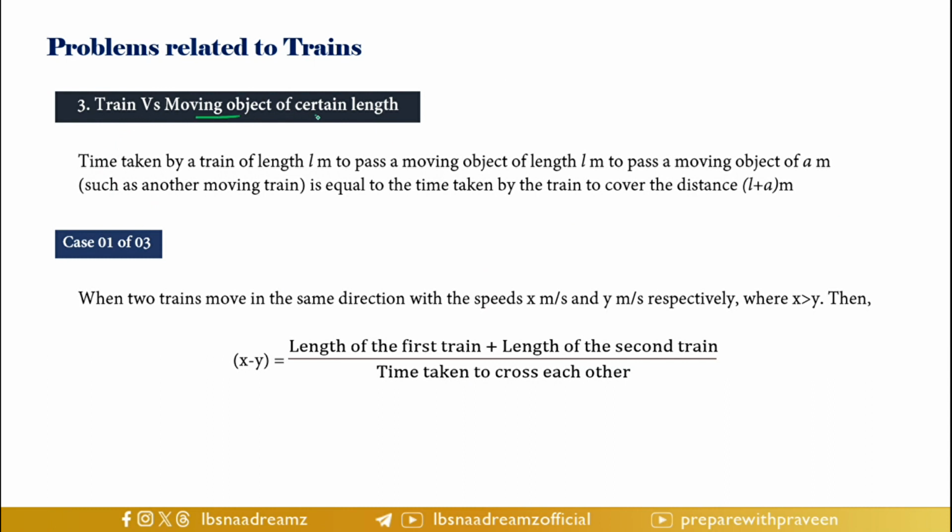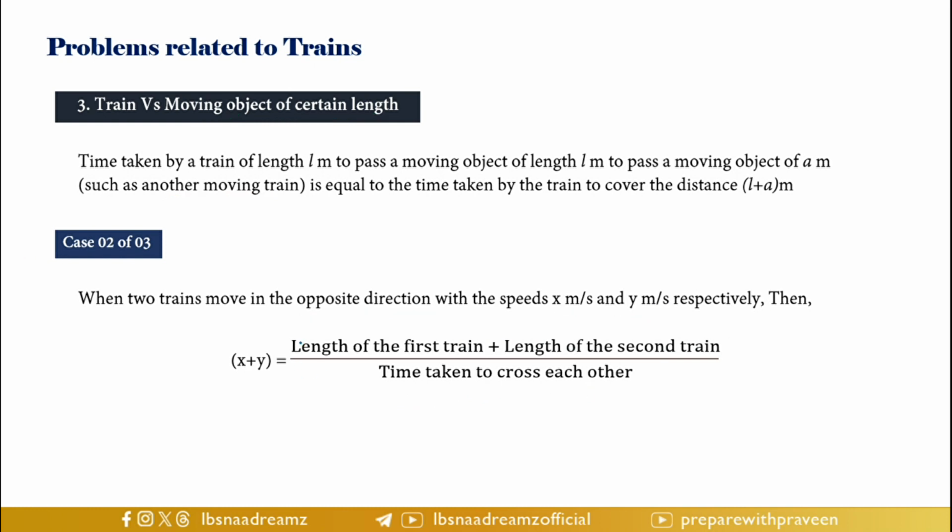So the train was moving past an object of certain length. Case number 1. Here the object of certain length can be another moving train. So when two trains are moving in the same direction with speeds x meter per second and y meter per second, where x is greater than y, then x minus y is equal to length of the first train plus length of the second train divided by time taken to cross each other. In case 2, when two trains move in opposite directions with speeds x meter per second and y meter per second, you have to add both of them, which is equal to length of the first train plus length of the second train divided by time taken to cross each other.